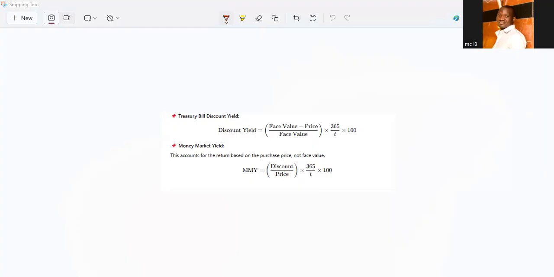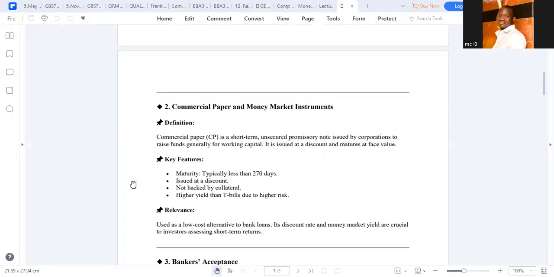So the characteristics of the money markets, we've already discussed them, and also how they're used. Then we go to now discussing the commercial paper. What is a commercial paper? This is another instrument that we use in the money market. Commercial paper is another important instrument that we use in the money markets. It has the following features.